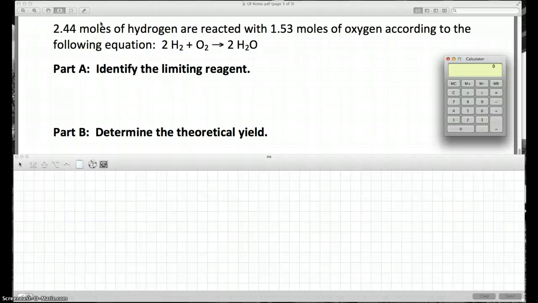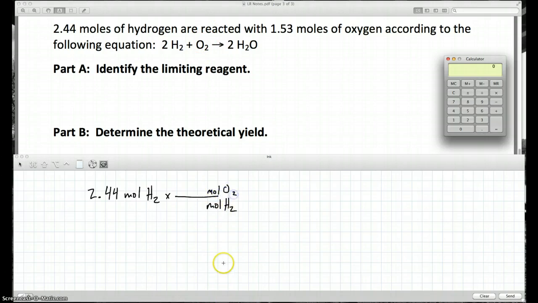Now, like I said, it doesn't really matter which one you start with. So I think I'll start with 2.44 moles of hydrogen, which is H2. It's diatomic, so you put that 2 there. Times blank line moles H2 on the bottom. All that should happen automatically. And again, what we're doing is we're changing one reactant, in this case H2, into the other reactant, O2. So I'm going from H2 to O2. So that's what goes on top, mole O2.